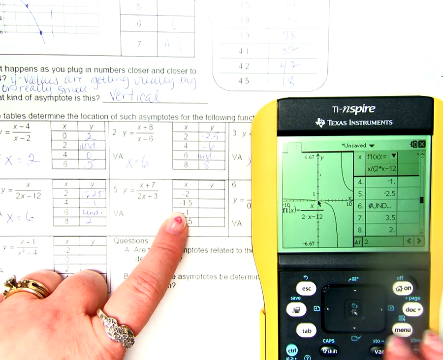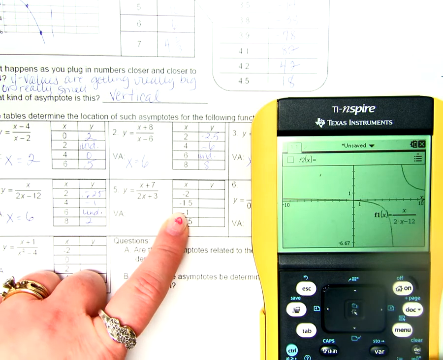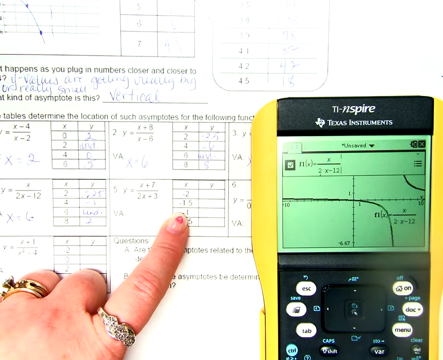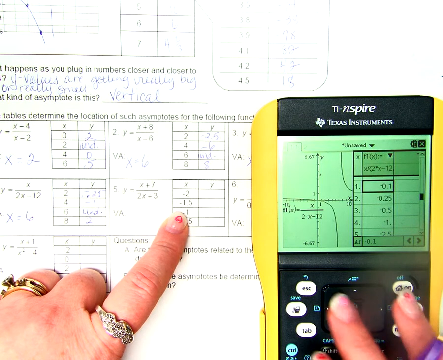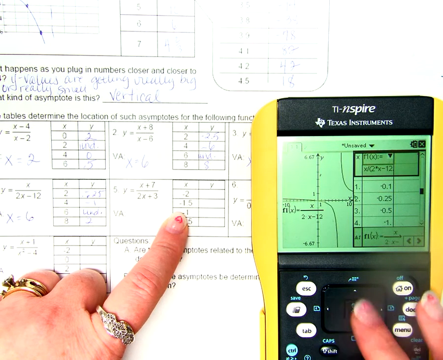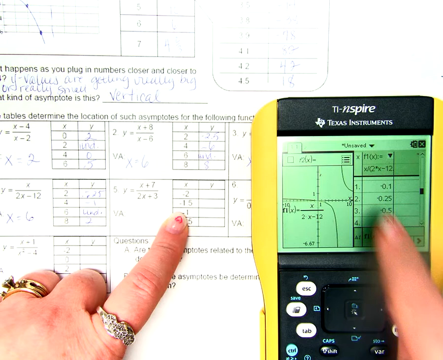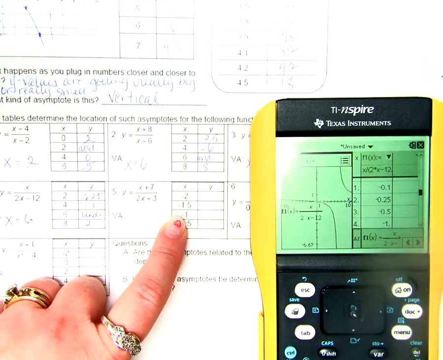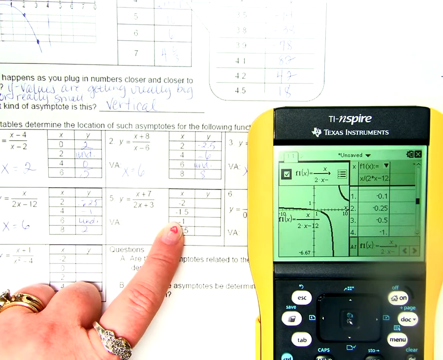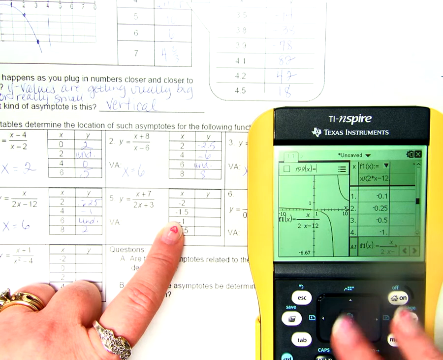There's another pattern that I hope you're seeing, but I'm not quite sure if you are yet. Oh, that might be something new in the calculator. Look at that. Did you see that? If I come over here and press tab, then this comes up and I don't even have to go back and forth from the table. Excellent.